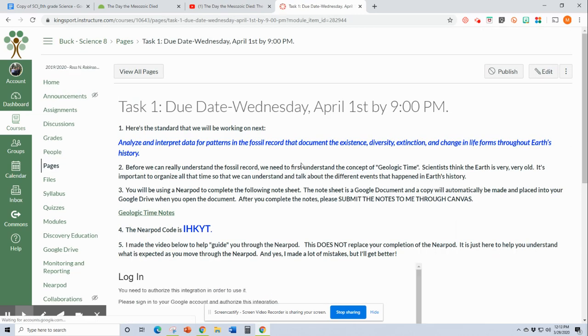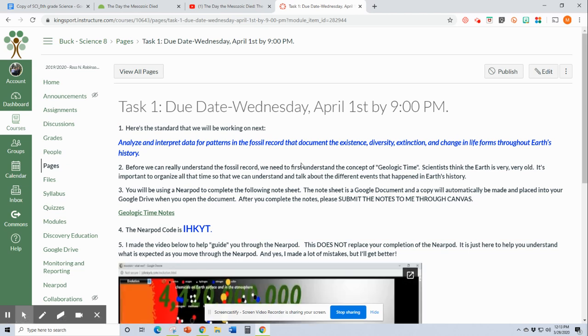When you click on it, these are all what are called pages in Canvas, and it's exactly what it sounds like. It's just a page that I can put lots of different things on for you to do. So I started out by giving you the standard we're working on. It's a pretty big standard. It says you have to analyze and interpret data. You're going to be looking mainly at the fossil record. We're looking for patterns, our cross-cutting concept of patterns in the fossil record.